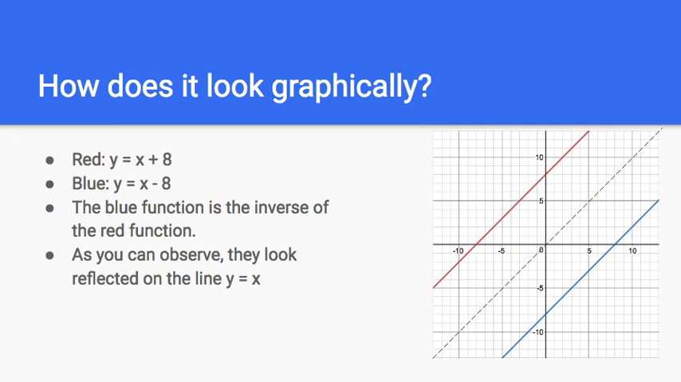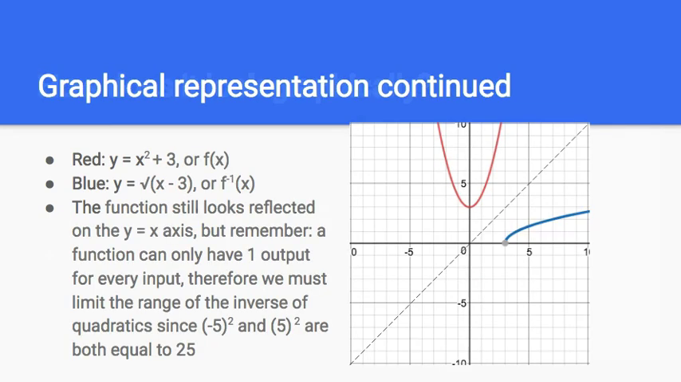All right. So let's get another example here, but this one's a little bit more complicated. The red line represents the function y equals x squared plus 3, and the blue line represents its inverse, or y equals square root of x minus 3. As you can see here, both functions are still reflected on this y equals x line. However, this function, the blue line, is missing a part of it.